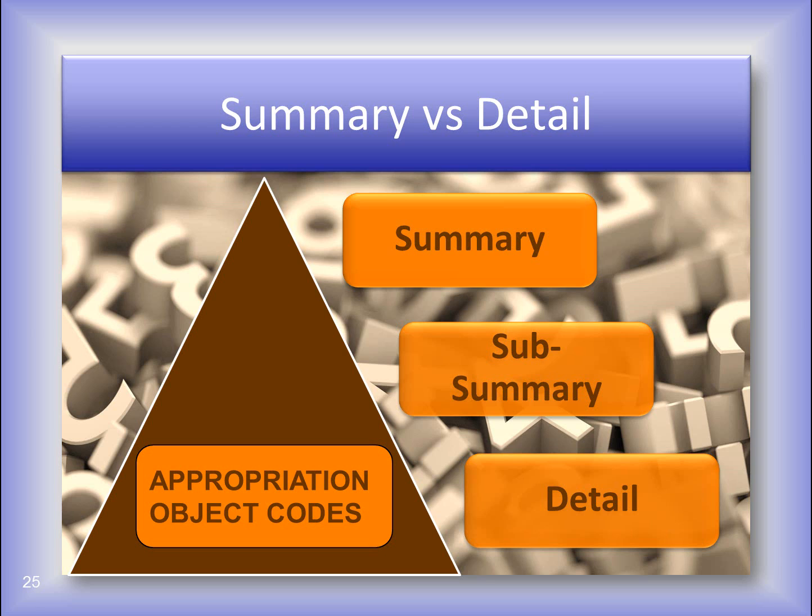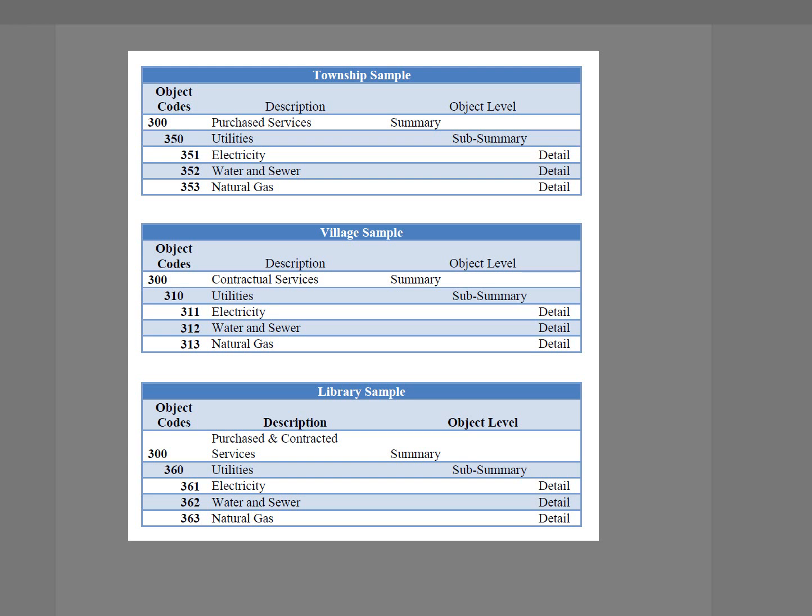So let me show you what I mean by looking at a section of the chart of accounts. This is an excerpt from the 300 range of object codes for all 3 entity types. You should look at your entity type on the screen. The 300 range is either called purchased services, contractual services, or purchased and contracted services, depending on your entity type. They all mean the same thing. You pay a vendor for services provided. Within the 300 range, there are many sub-summaries for different types of services. The sub-summary on the screen is utilities.